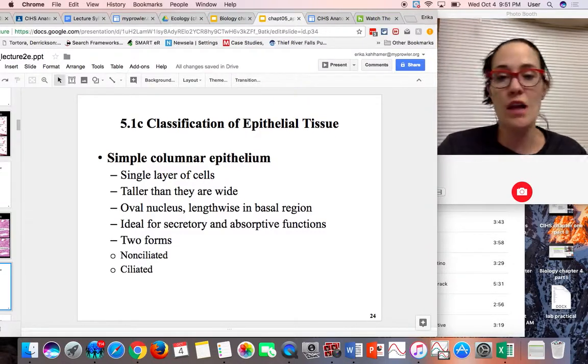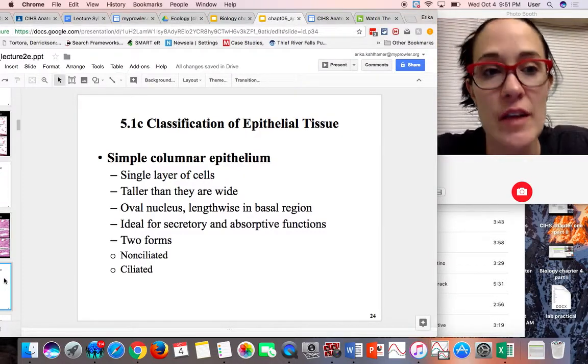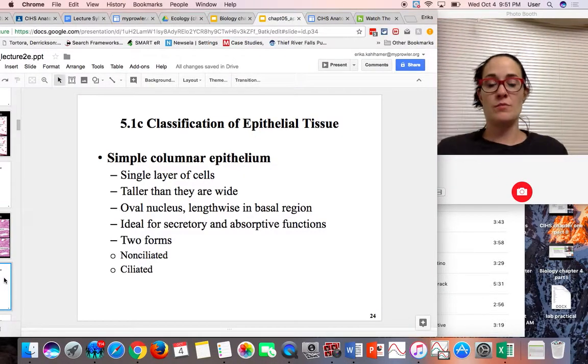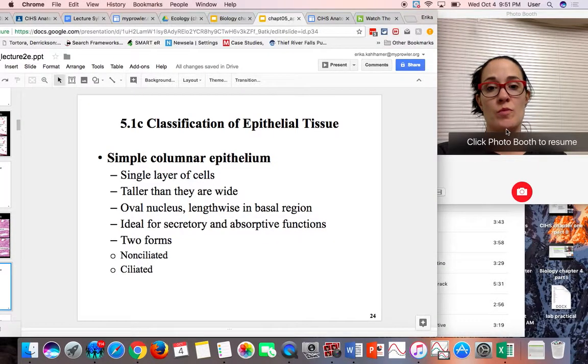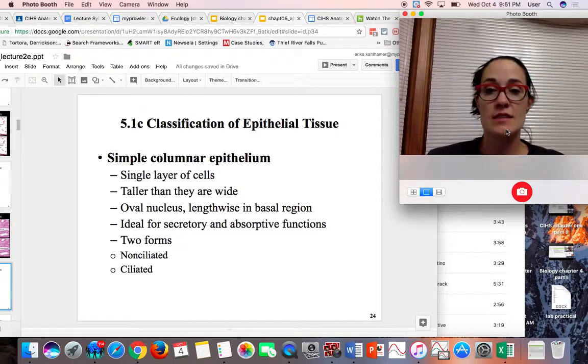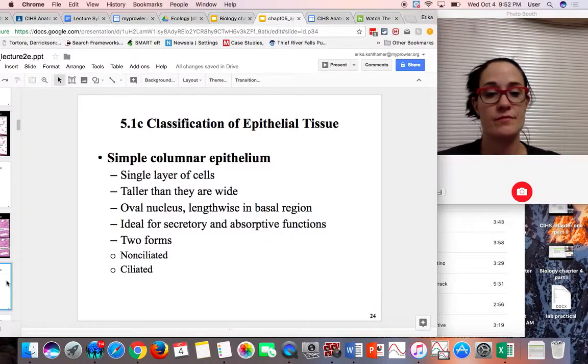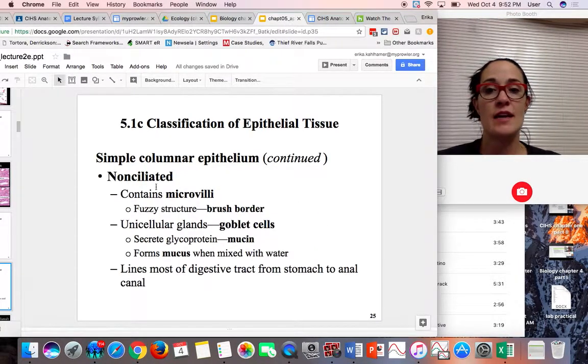Next is simple columnar. It's a single layer of those column-like cells that are taller than they are wide. Again, they're ideal for secretory and absorptive functions. And then there's two different types, non-ciliated or ciliated. Non-ciliated contains microvilli, which is that brush border fuzzy structure, kind of like a toothbrush.